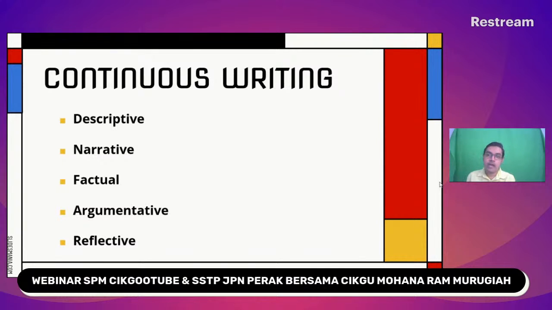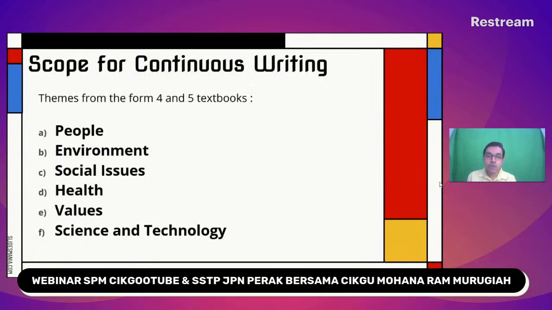The next thing that you have to remember in SPM, if you're having nightmares or not knowing what is going to come out in your SPM exam, you do not need to worry. Your SPM questions will not be something that is going to be very difficult. I can assure you that. Your SPM question for continuous writing or directed writing will revolve around these 8 themes, the themes that have been given in your textbook from Form 4 to 5: people, environment, social issues, health, values, science and technology.